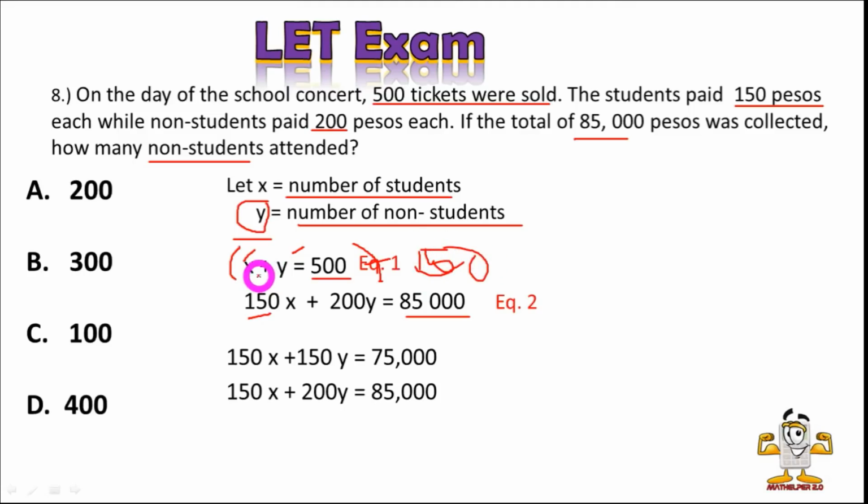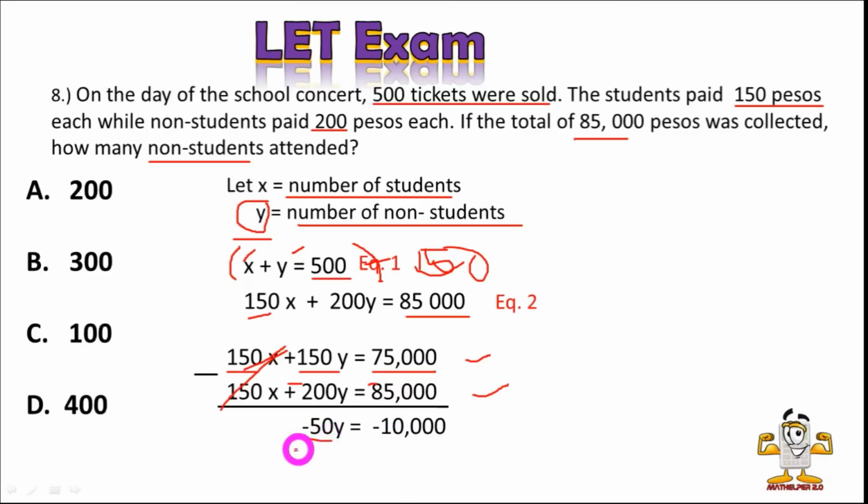So 150 times x is 150x. 150 times y is 150y. 150 times 500 is 75,000. So, subtract po natin yung dalawang equation, yung equation 1 at saka equation 2. So, 150x minus 150x is cancelled. Ito magiging negative. So, 150 minus 200 is negative 50. Ito rin is magiging negative. So, 75 minus 85 is negative 10,000.